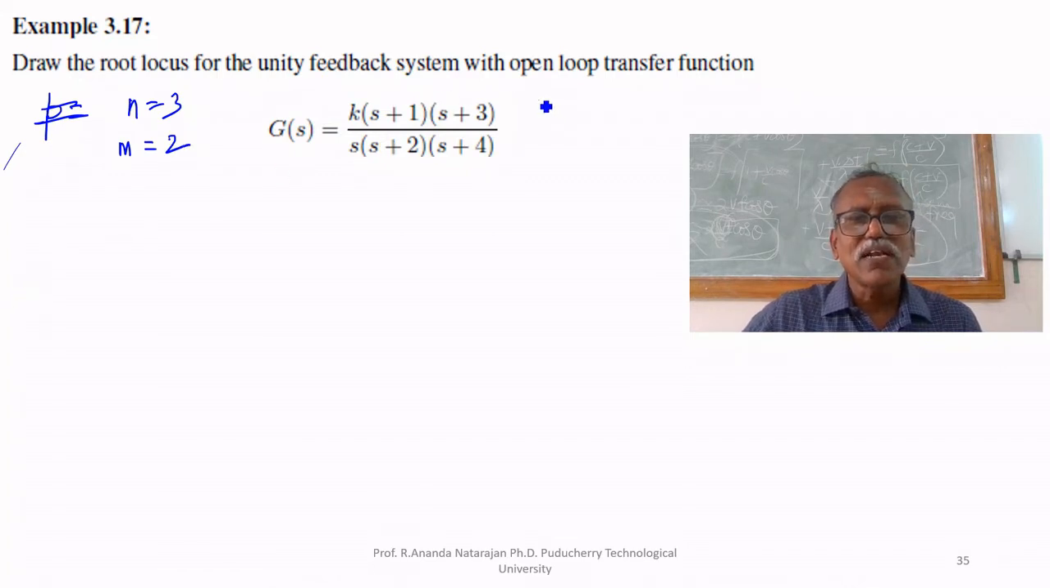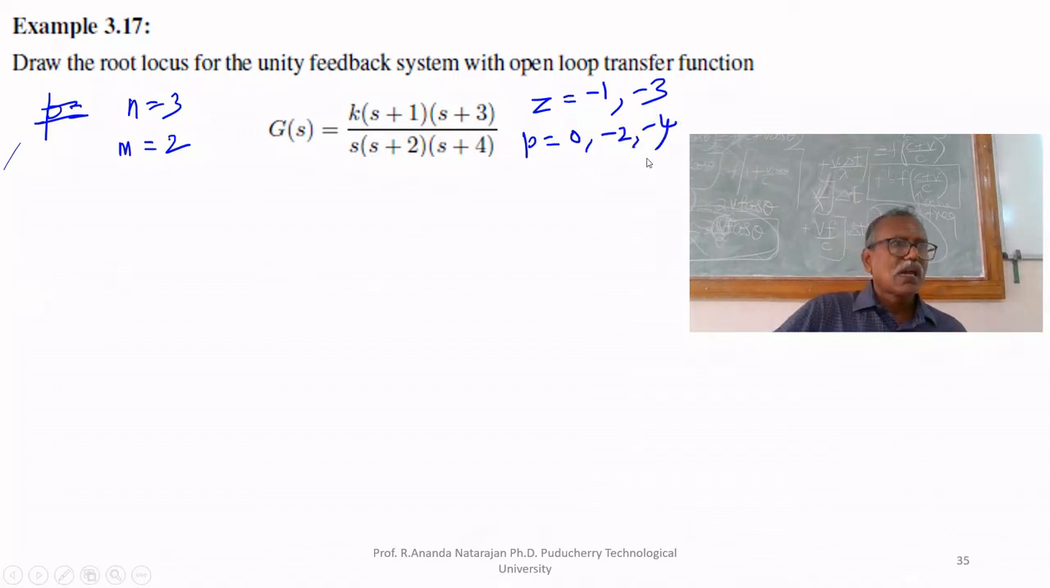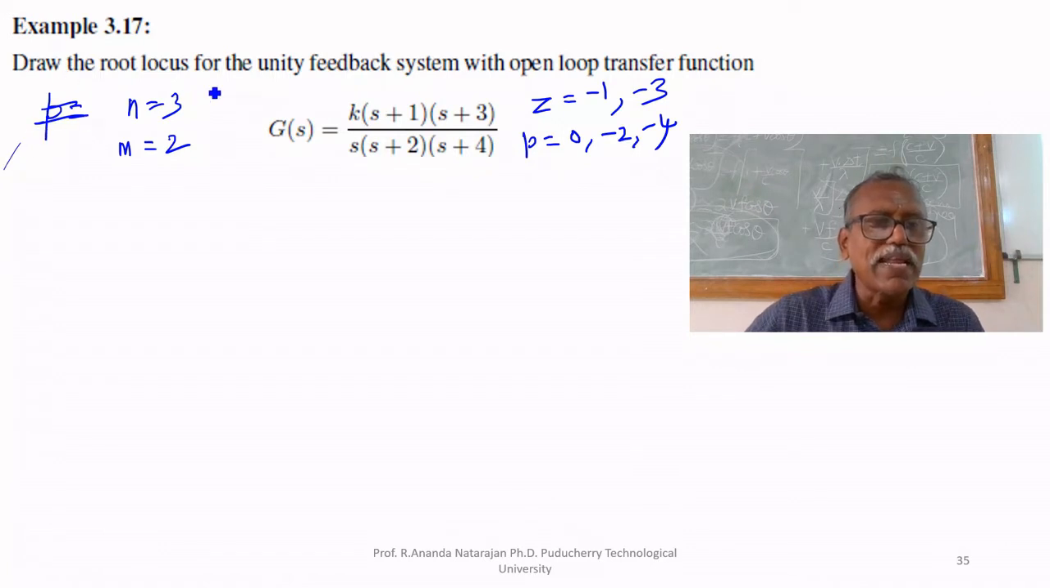How many zeros are there? Z equal to minus 1 comma minus 3. Am I correct or not? Poles are equal to what? 0 comma minus 2 comma minus 4. Am I correct or not? These are all poles. Therefore, n equal to 3, m equal to 2.